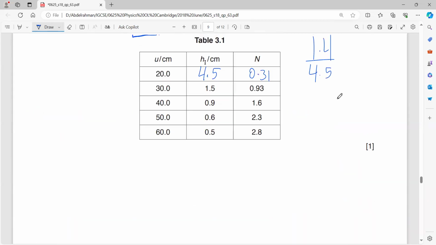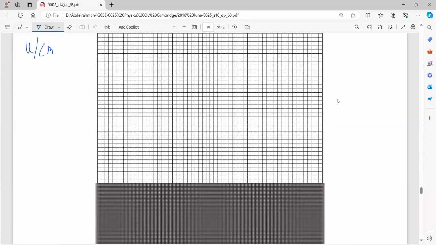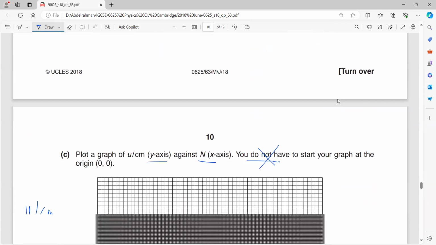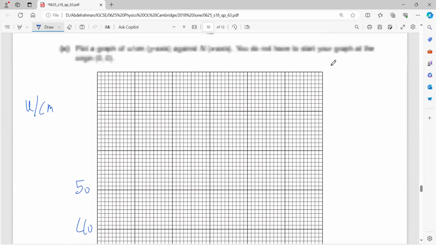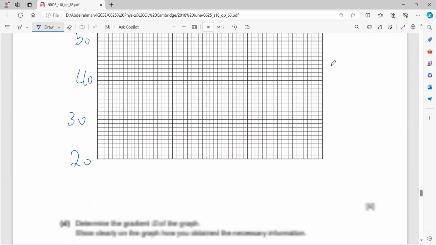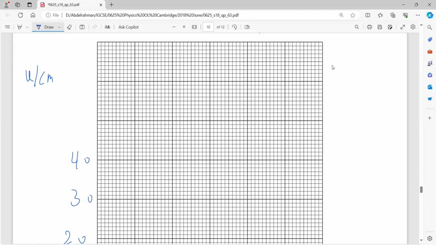U and N. U: 20, 30, 40, 50, 60. You do not have to start from the origin, and I prefer not to start from the origin. I can't start from 20. It's okay. Let's see: 20, 30, 40, 50, 60. Oh, it's up to 60. Now I can start from 10, which might be slightly better. Just slightly better. 10, 20, 30, 40, 50, 60. Okay, nice.